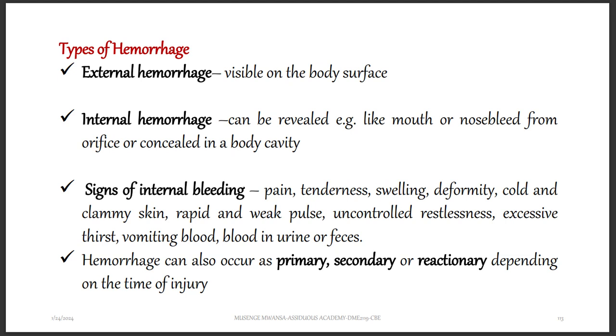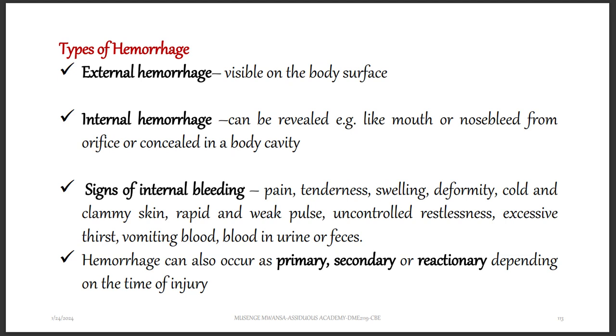What are the signs of internal hemorrhage or internal bleeding? You feel some pain, tenderness, swelling, deformity, cold, clammy skin, rapid and weak pulse, uncontrolled restlessness, excessive thirst, vomiting of blood, and blood in urine or in feces. You know that there is bleeding inside.